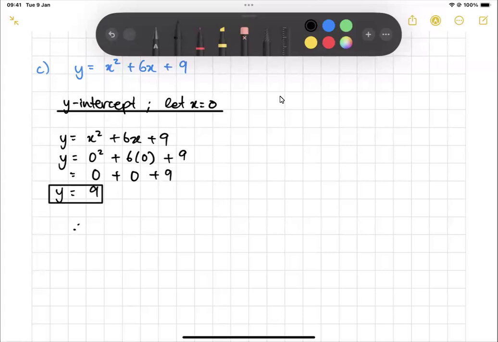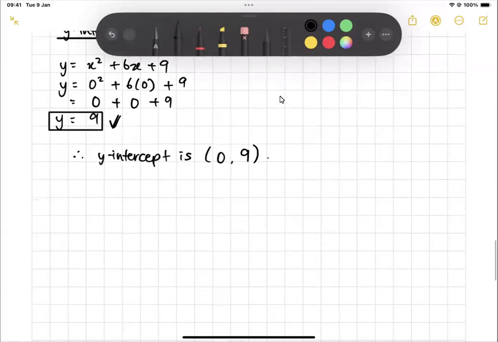Therefore my y-intercept coordinate is going to be: the x-coordinate is going to be 0, it's coming from here again if you've forgotten, comma, my y-coordinate for this y-intercept is going to be 9, coming from here. Once I find that, I'm going to find my x-intercept.